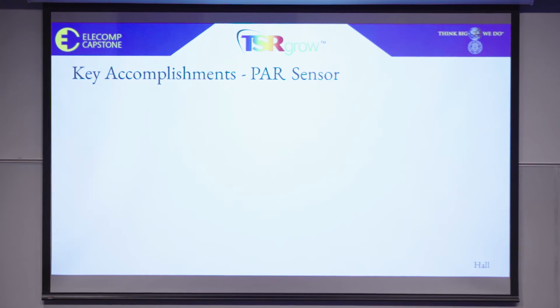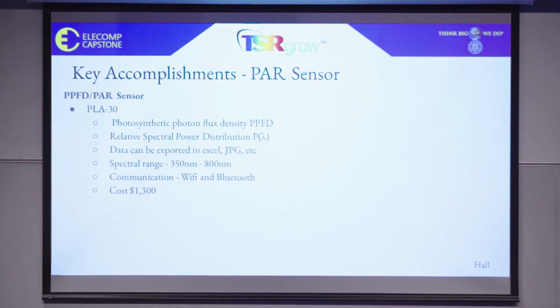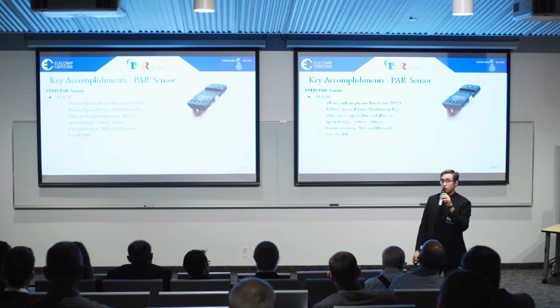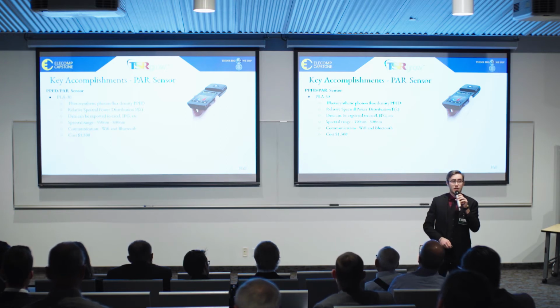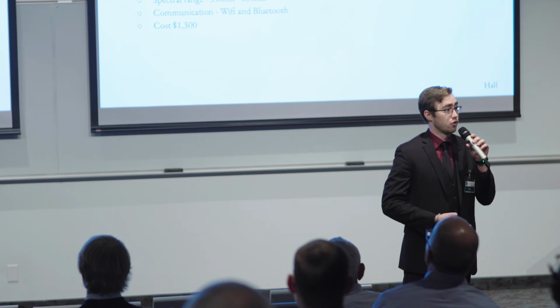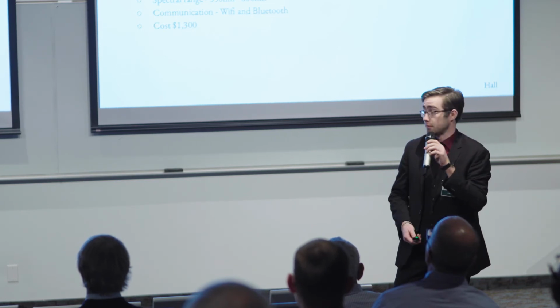So far, we have chosen the PLA30 as our PAR sensor of choice. Produced by Everfine, this sensor will collect photosynthetic photon flux density, relative spectral power distribution, and its data can be exported as an XLR JPEG, which, as Rory said, is crucial for the lighting reports produced by the company.